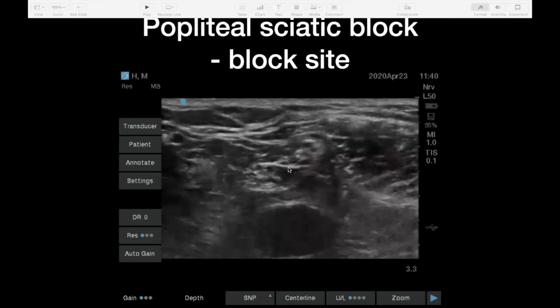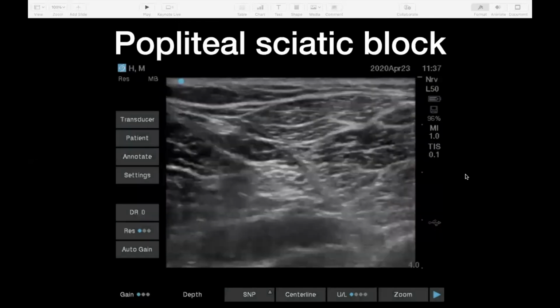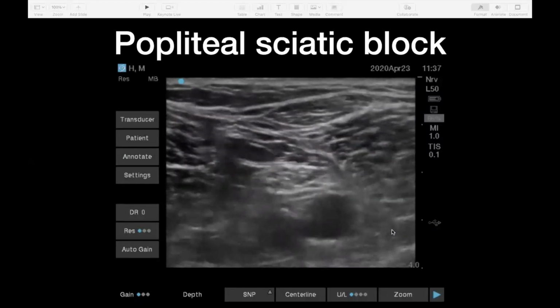This is just a different leg, but showing the same thing. Tibial component here, the common peroneal here, and you can kind of see that there's this membrane still in between the two, this sheath that you could hopefully get into with a needle and give you a good block. This is just a little video showing a slightly less than ideal anatomy.